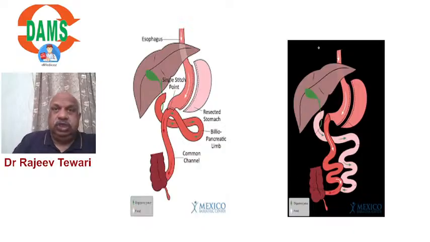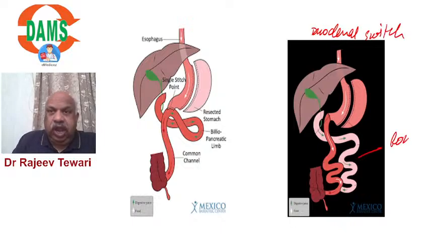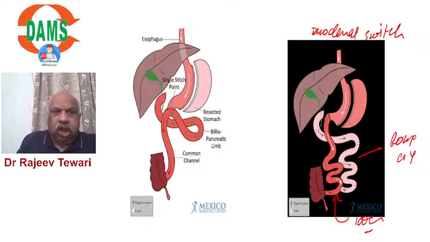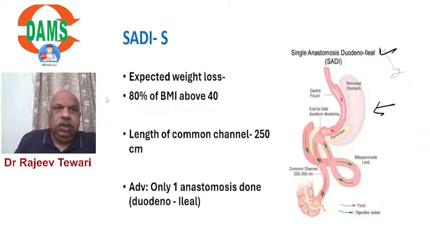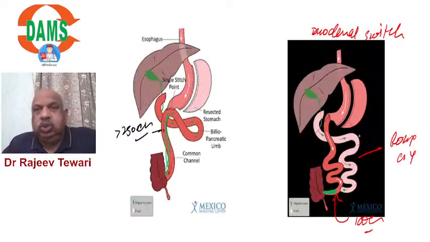In duodenal switch, you make a Roux-en-Y and the common channel is hundreds. This is the common channel shown by green color here and here. In SADI-S, we don't make a Roux-en-Y. We take the loop up and the common channel is 250 centimeters. You can see here, common channel 250 and only one anastomosis done, while in duodenal switch 2 anastomoses are done. So this was SADI-S.